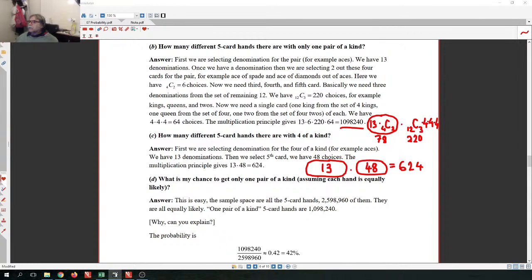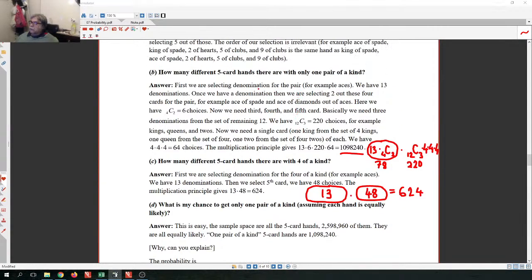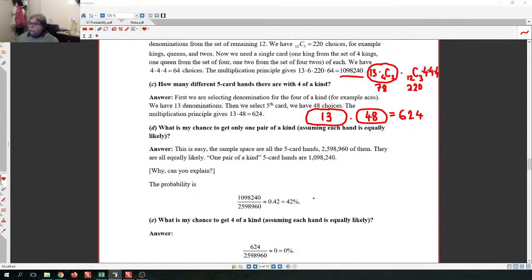Now, what is my chance to get 1 pair of a kind? I think I already calculated that before, so this is the answer on probability. In part B of the problem, the question was in how many ways I can get 1 pair of a kind. We answered that the number is 1,098,240. Here I'm asking for the probability of that to happen. Well, I just divide 1,098,240 by 2,598,960, which is the total number of 5-card hands, and you get about 42%, which we already answered.